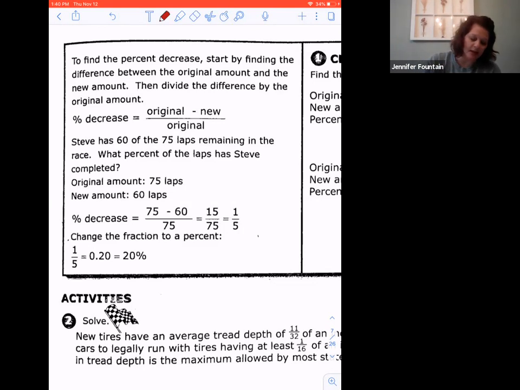So it says to find the percent decrease, start by finding the difference between the original amount and the new amount. Okay, so this is finding percent decrease. The first thing I've got to do is find the difference.